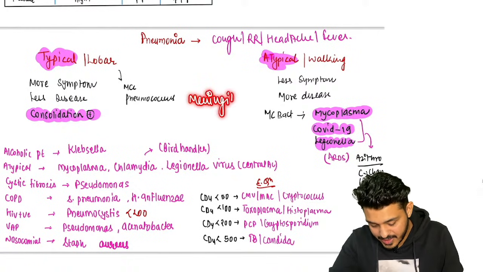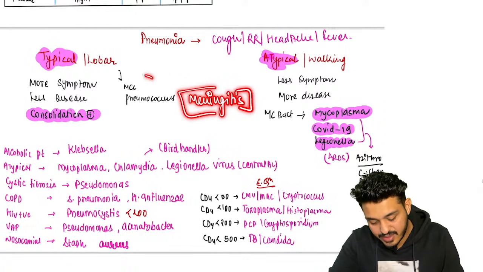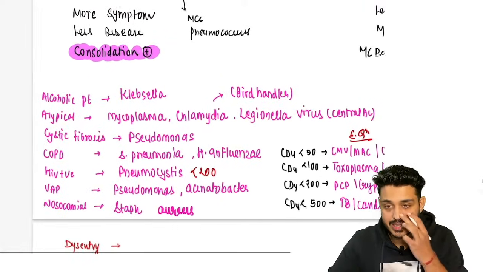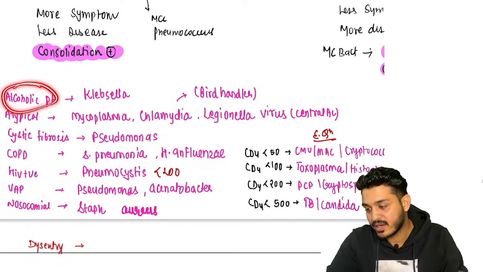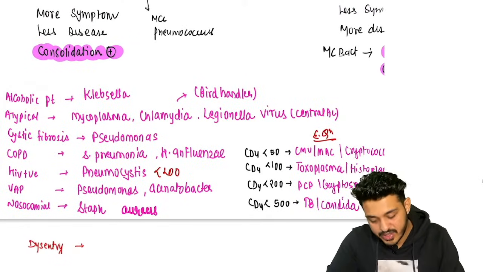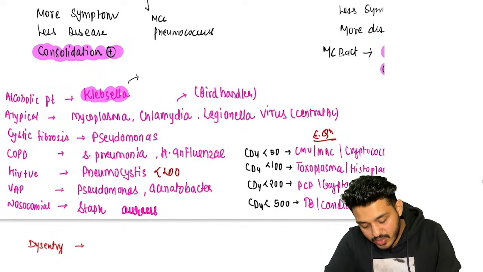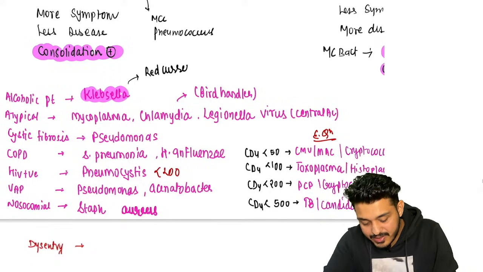Most common cause for meningitis, most common cause for pneumonia, answer will be what? Pneumococcus, right? Another example, they can give you an alcoholic patient. If they write alcoholic patient, this is going to be what? Klebsiella, right? Here you will be finding two other words. They can write red currant jelly sputum.